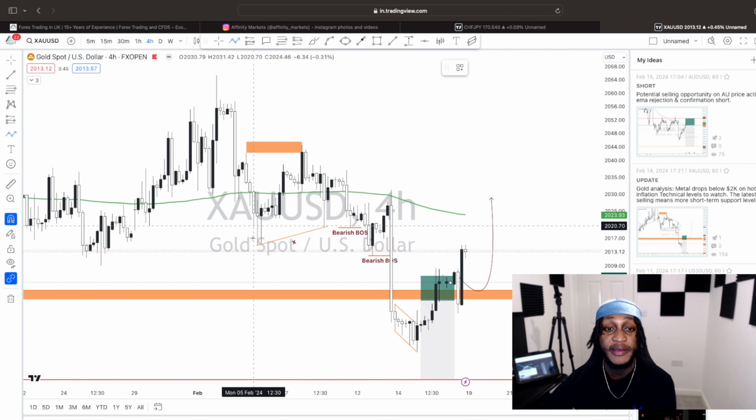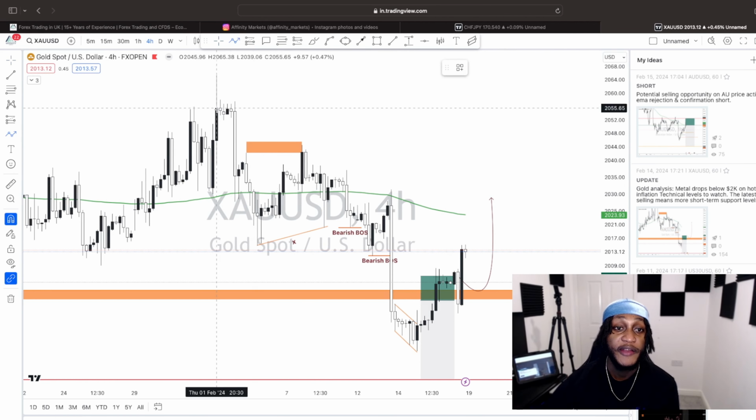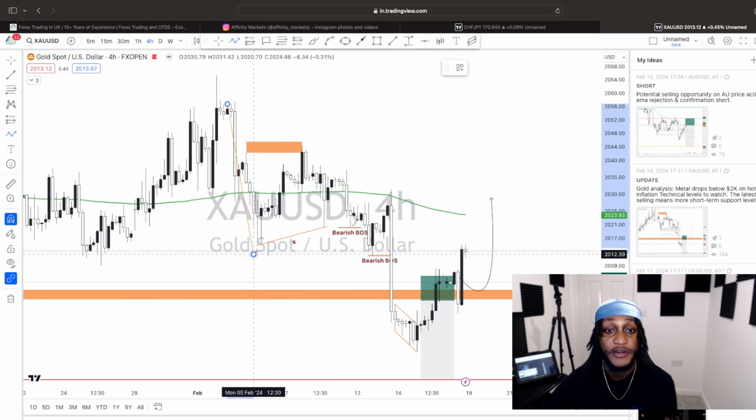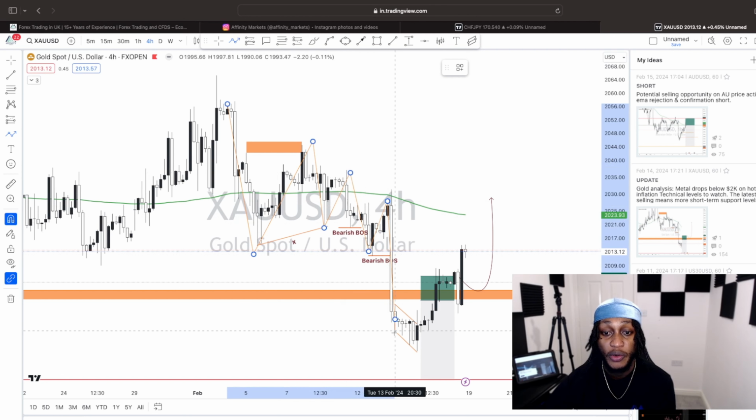So if you look at what I'm showing you guys right now, you can see on my H4 what I'm looking at is gold, right? And you can clearly see price has been trading lower. So you can see we have lower lows, right? And you can see we have lower highs, and price is actually pushing towards the downside.